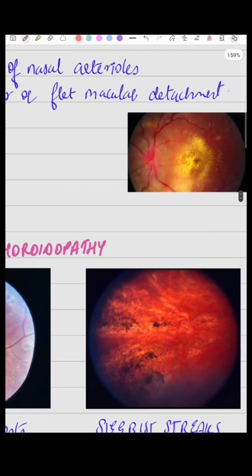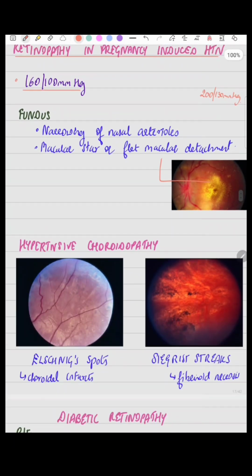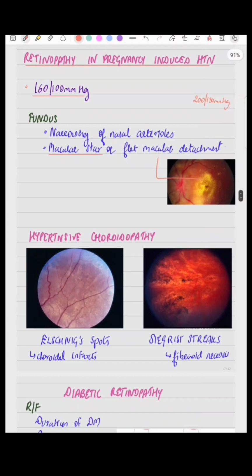Cotton wool spots, retinal edema. Here a macular star or flat macular detachment can be seen. It can later on lead to a macular star. Prognosis for retinal reattachment is good, which occurs spontaneously within a few days of termination of pregnancy.